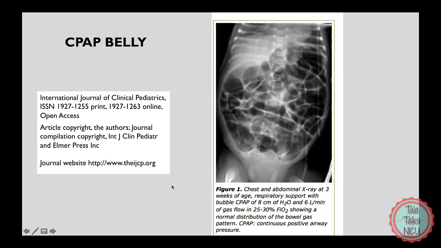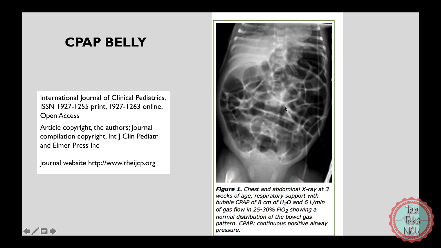This is something we see super often in the NICU, and this is the CPAP belly. This is basically where the entire belly is filled with extra air. Remember, when infants are on CPAP, it doesn't just blow into the lungs, it blows into the belly too. So the whole belly can get pretty distended.